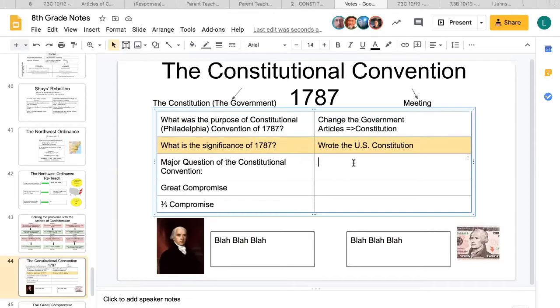What was the problem with the Articles of Confederation that they want to change? It was a weak government. Good. And who had the power? The states. Good job, Harmony and Jacob. So the major question is going to be, who will have the power? The national government or the state government? So I wanted to pre-teach this information so that it was all on one page so that they could reference back to it and just cover it on a surface level.